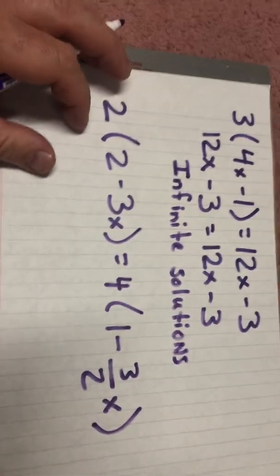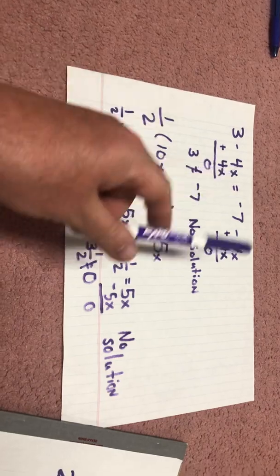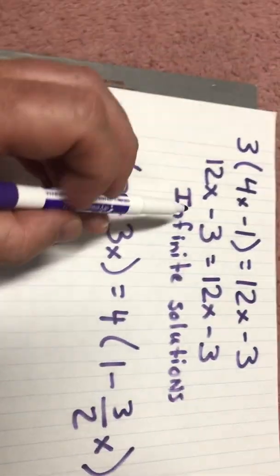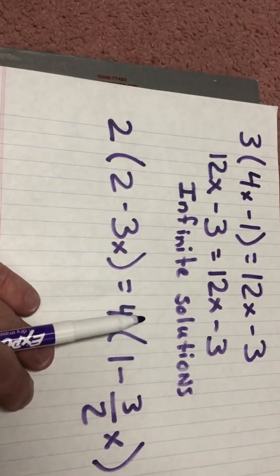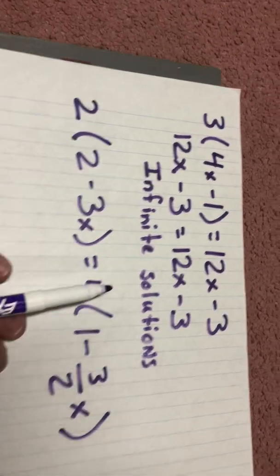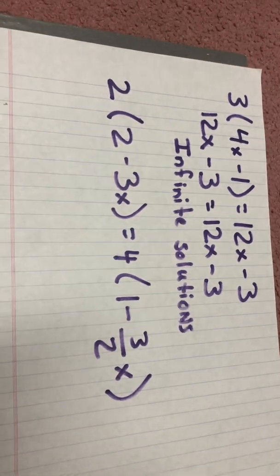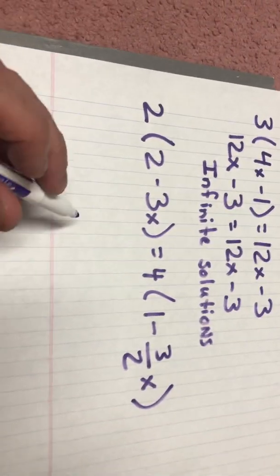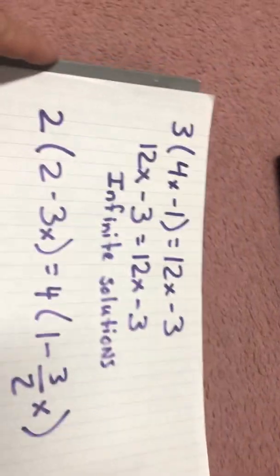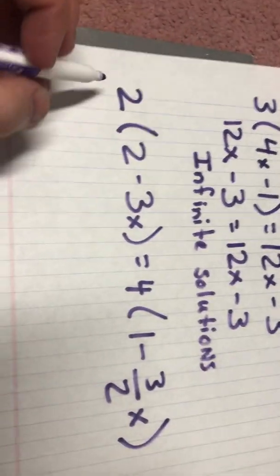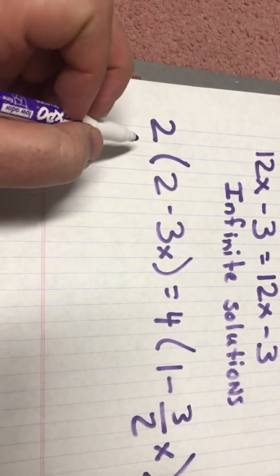Where there's no solution, as we had previously, there's no number that we can plug in for x to make the equation true. Here, it doesn't matter what value I put in for x, it will be true. Infinite solutions: it does not matter what the solution is, the equation is true. x can equal anything. So, let's move to this one.